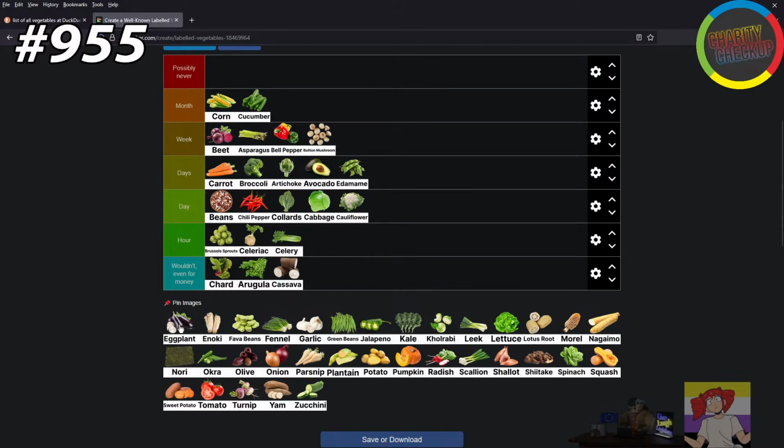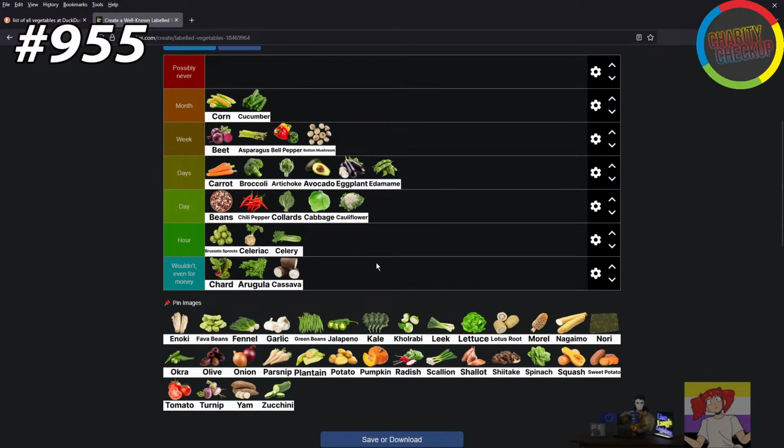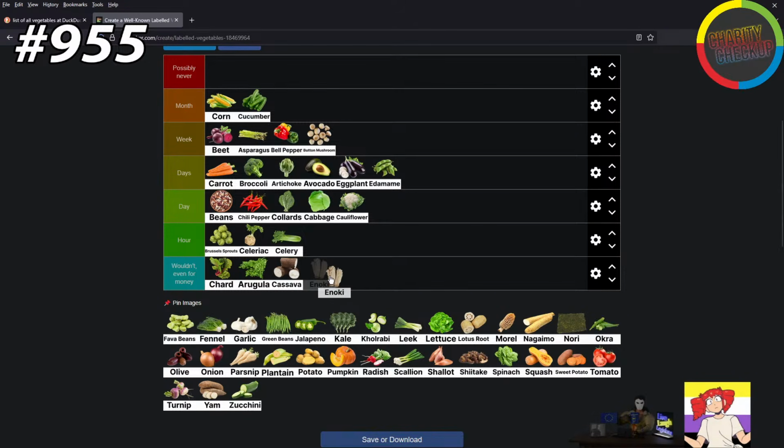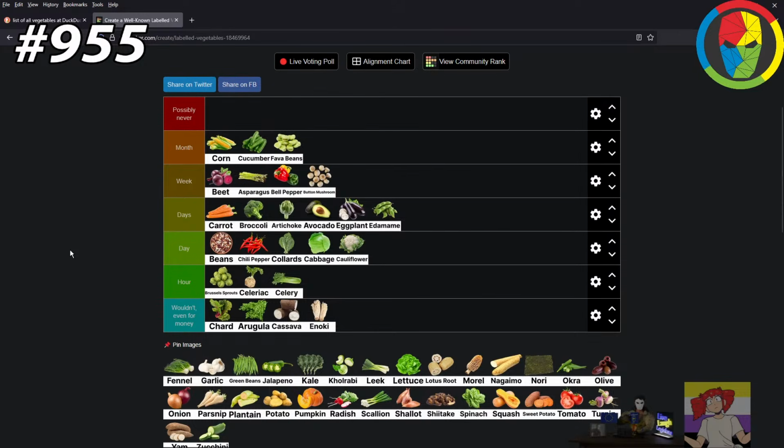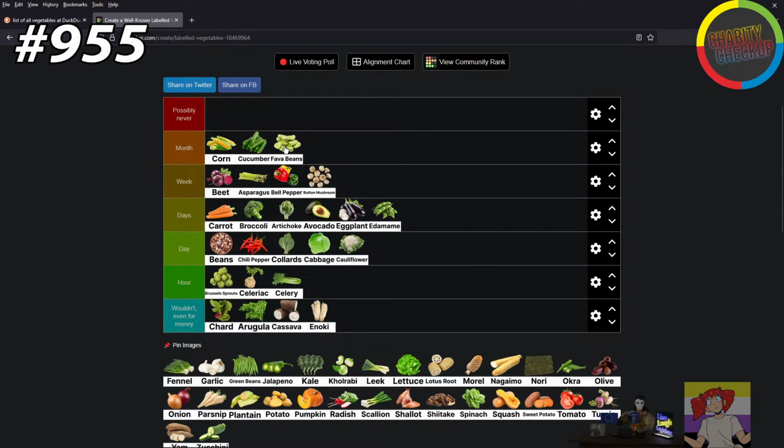Yeah, eggplant would go below avocado. It could be survivable. I don't know what this is. Fava beans. Oh, they are bloody delicious. I would do it, man. I once got so many of them. I actually did manage to last like a couple of days eating nothing but them. They are good.